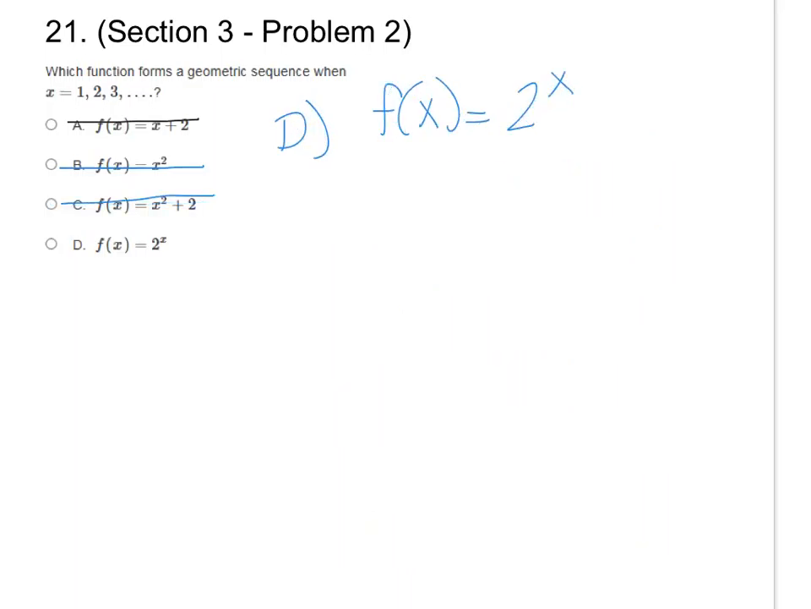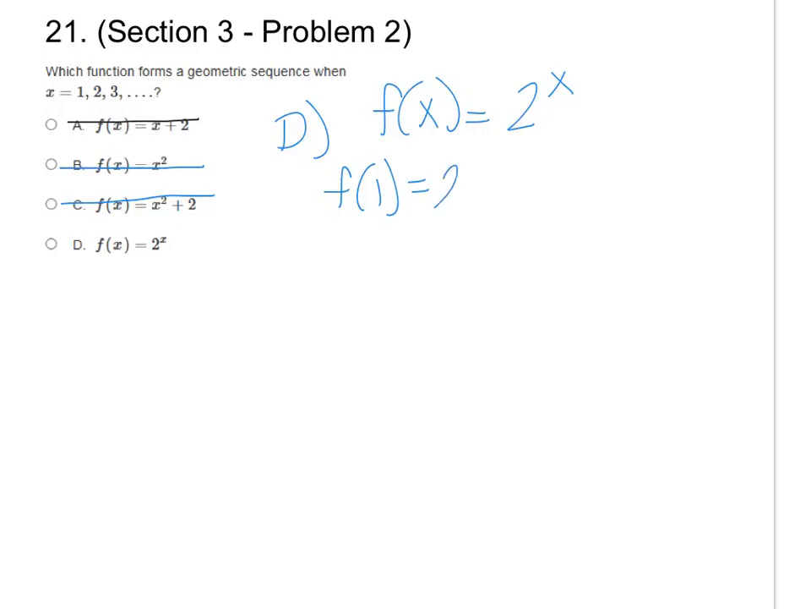So let's check D. So I'm thinking D is a geometric sequence unless we made a mistake on A, B, or C. So that's why you should always check it. Don't think just because, oh, the first 3 were not, it has to be D. Don't automatically just put D. You should check them all because maybe you made a mistake and then maybe you should go back and check A, B, or C again.